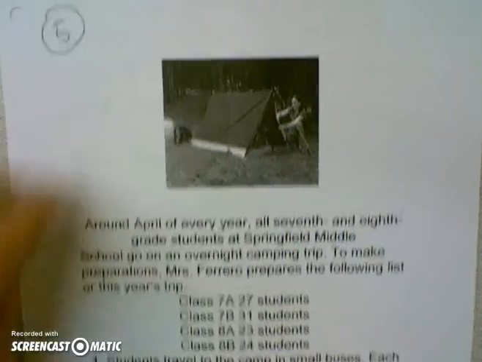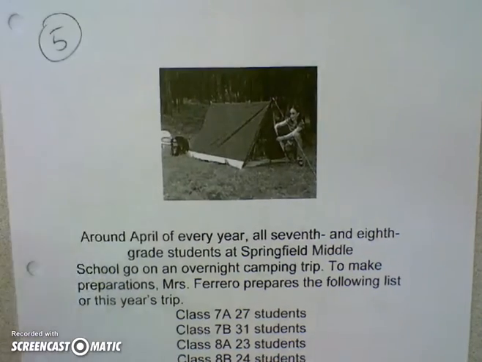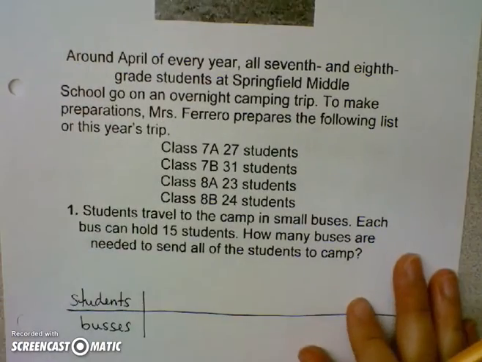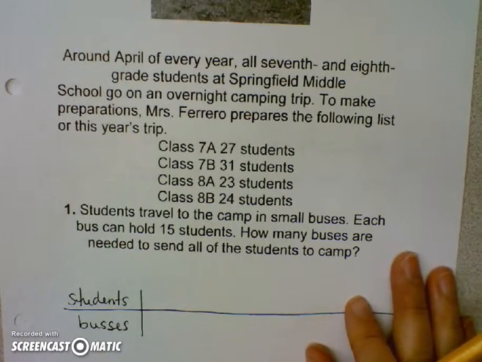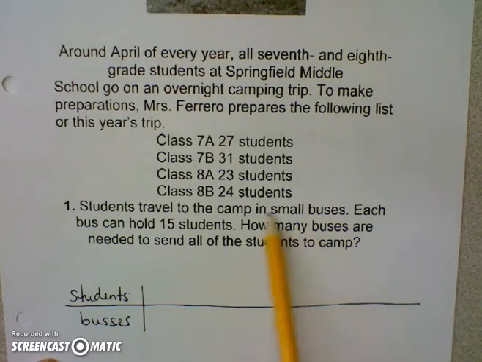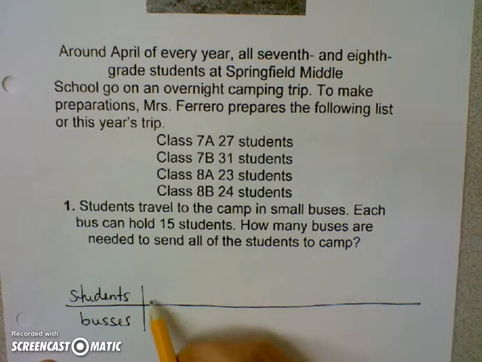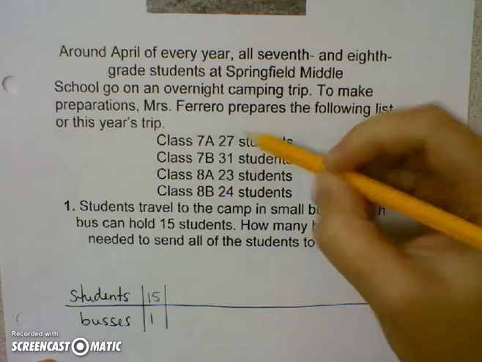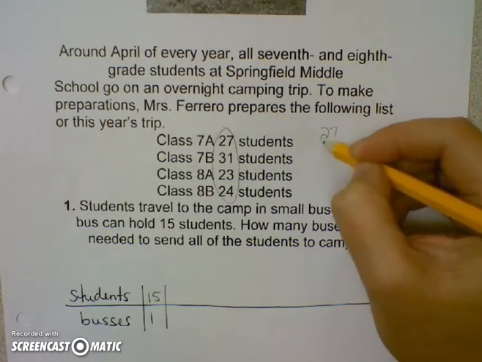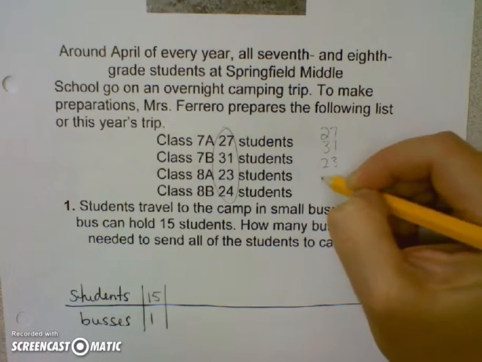All right, we are up to station number 5. I just realized I'm doing these out of order, but you can still follow along. Alrighty, so we need to take some students on a camping trip. I know that they come in small buses. Each bus can hold 15 students. That means one bus will carry 15 students, and we need to get all these students to the campsite. So my target number is going to be all these students added together. So I'm going to add 27 plus 31 plus 23 plus 24.